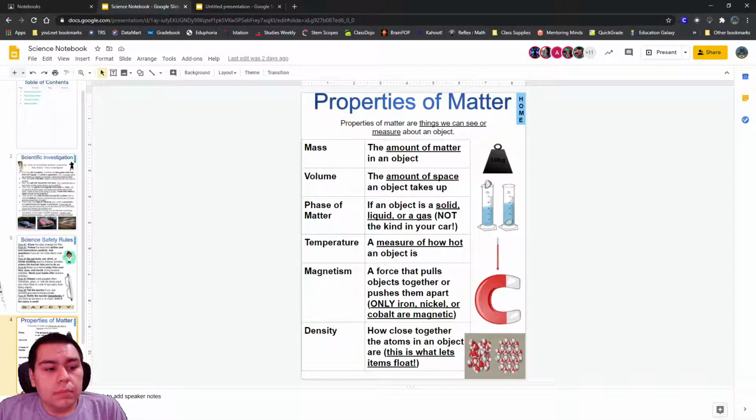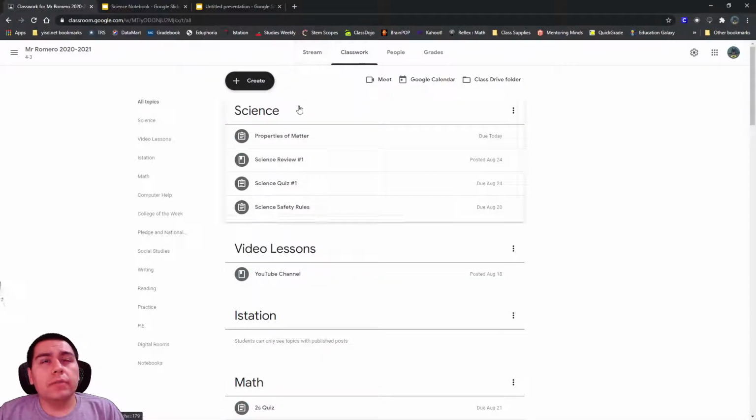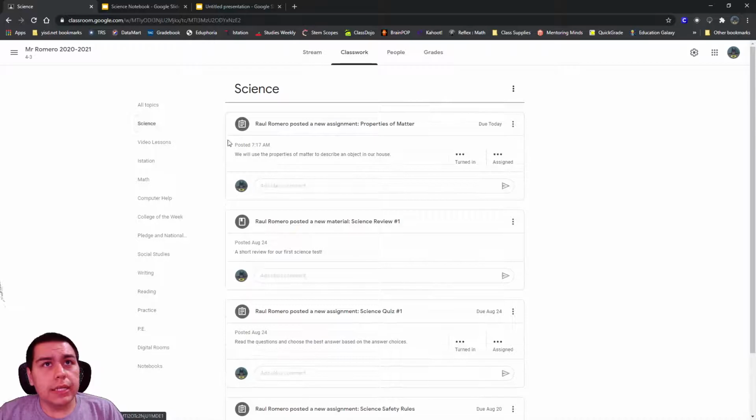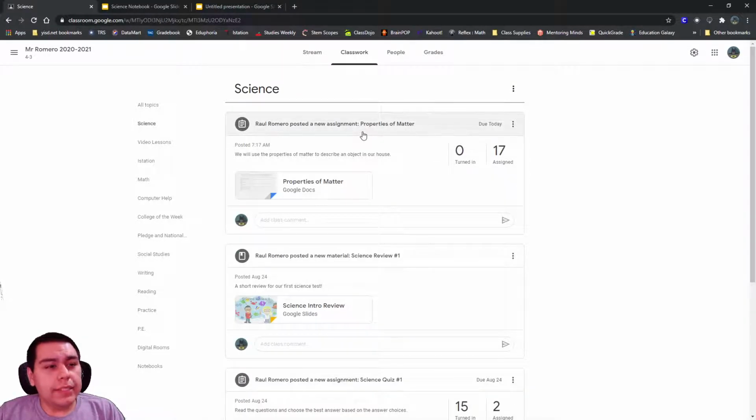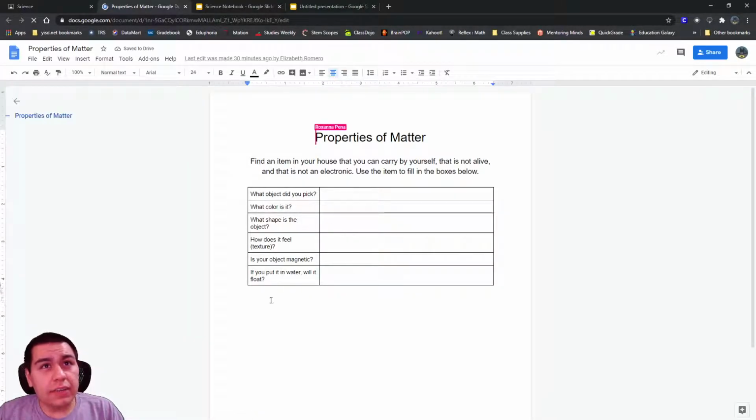Okay. Before we started, I asked you all to go and get an item, and we're going to use it, and I'm going to show you how. If I go to my Google Classroom, and I go to Classwork, Science, I find an assignment in here called Properties of Matter. What we're going to do is we're going to test these different items that we have, okay?